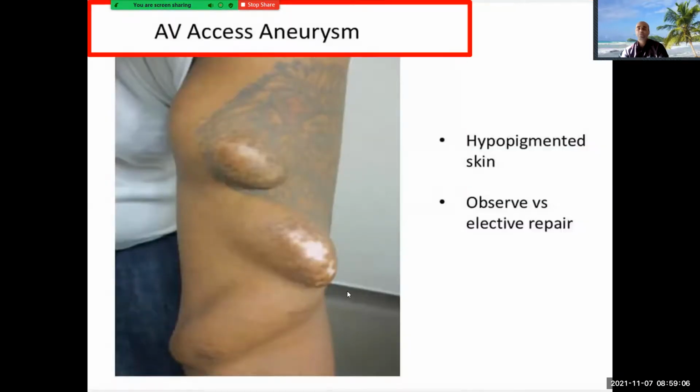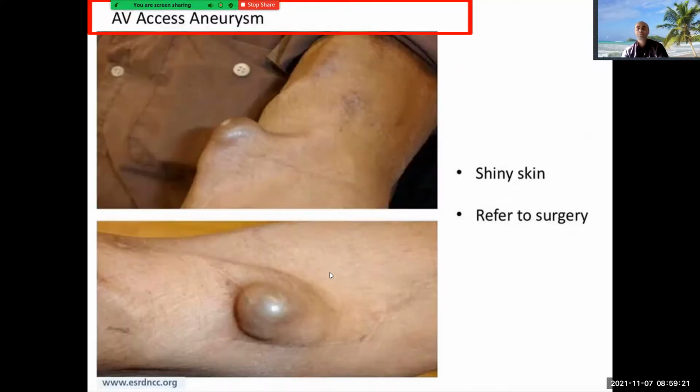Hypopigmented skin. I told you hypopigmented. You look for this area. Here it starts to be hypopigmented, brown, dark brown, and here it is whitish. Observe for elective repair, just refer to surgery. If you see this hypopigmentation, it is better to refer to a vascular surgeon to correct this fistula.